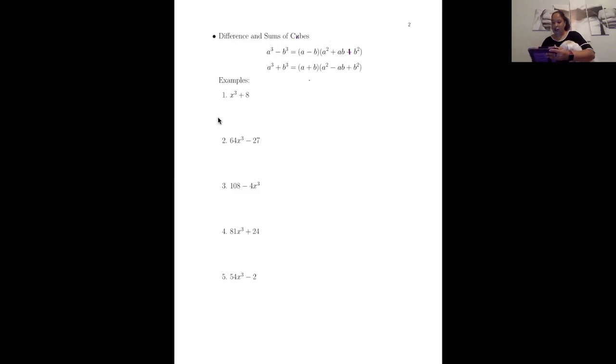So let's take a look. Our first example is x cubed plus 8. So that is a sum of cubes. The cube root of x cubed is x. The cube root of 8 is 2. So I have an x plus 2. Now, notice in our factor here, it's an a squared. That means what I took the cube root of, I'm going to square it. So now I have an x squared.